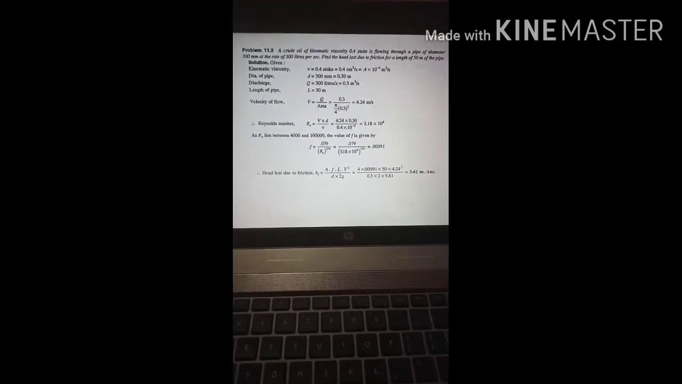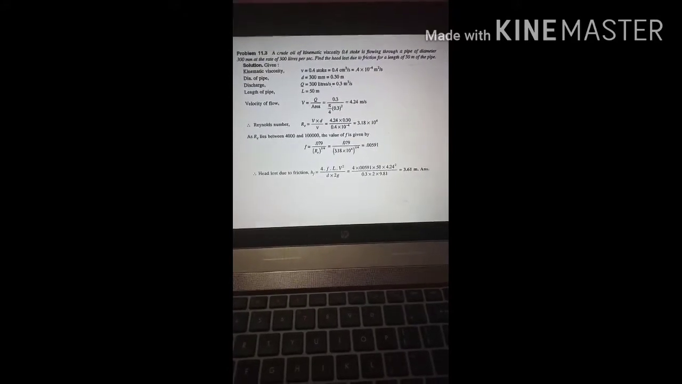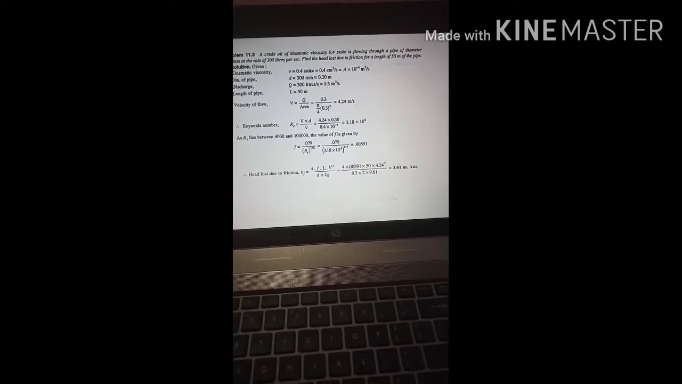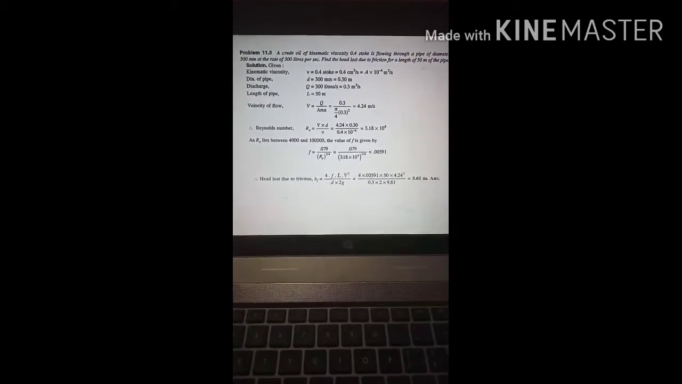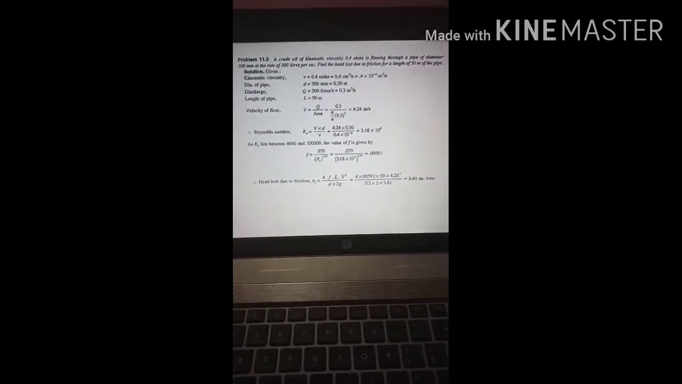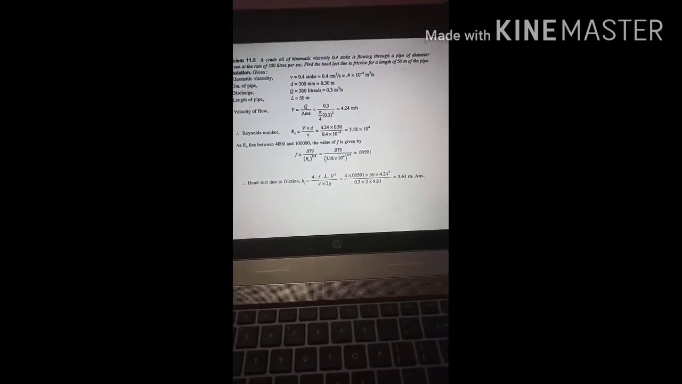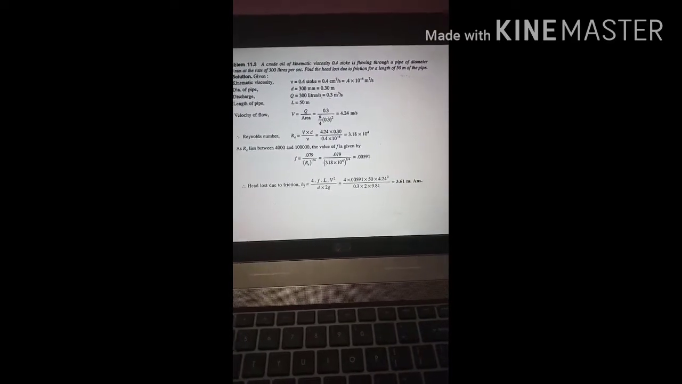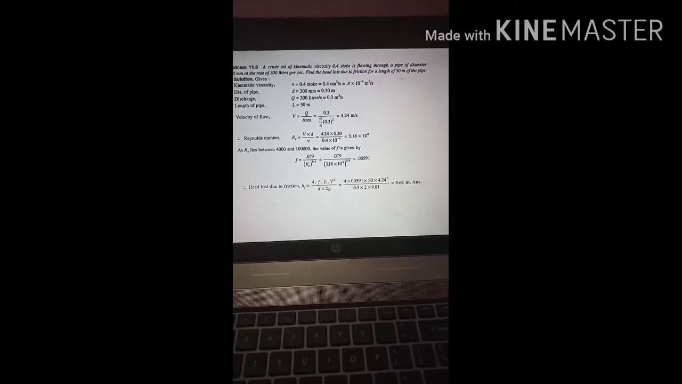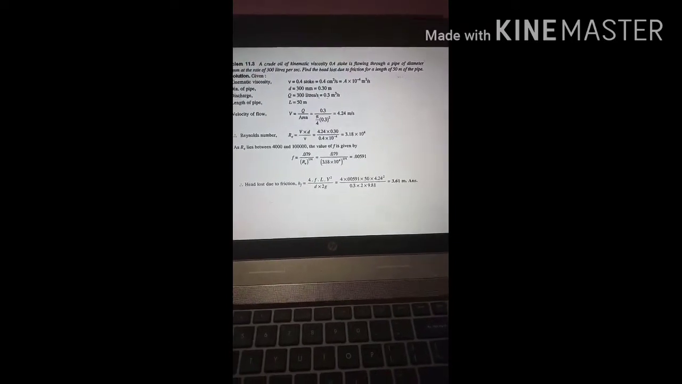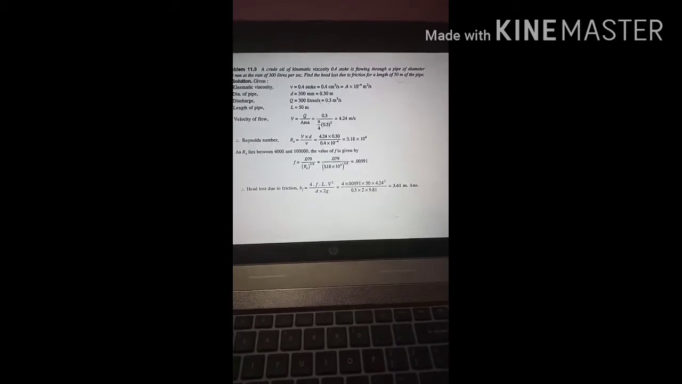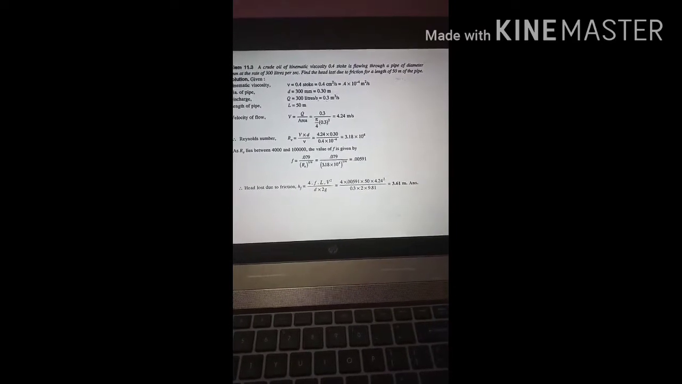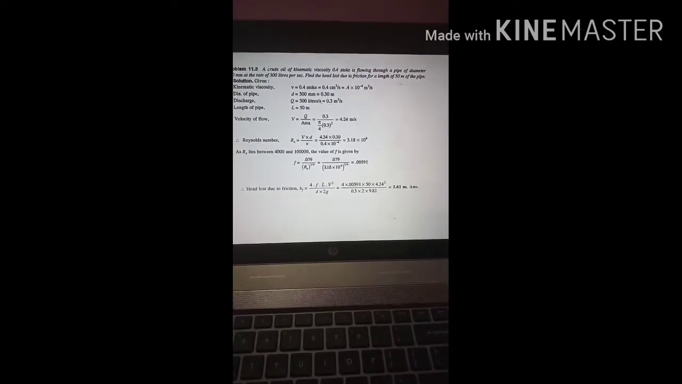Now here the kinematic viscosity is given as 0.4 Stokes, which is calculated as 0.4 centimeter square per second or 0.4 into 10 raised to minus 4 meter square per second. Diameter is given as 300 millimeter or 0.3 meter. Discharge is 300 liter per second. Converting, you will get 0.3 meter cube per second. Length of the pipe is 50 meter. Everything is given. The velocity you have to calculate from the discharge, because we will require the velocity in the formula hf is equal to 4flv square upon 2gd. So first you have to calculate the velocity, and velocity is also required to calculate the Reynolds number.